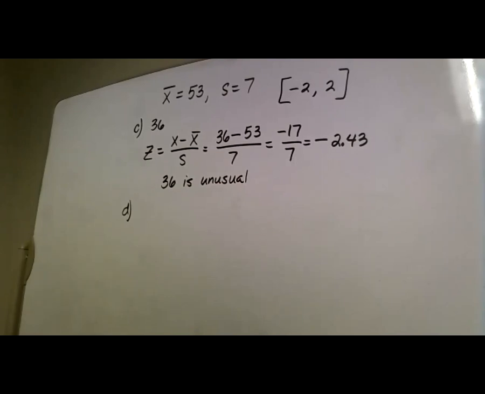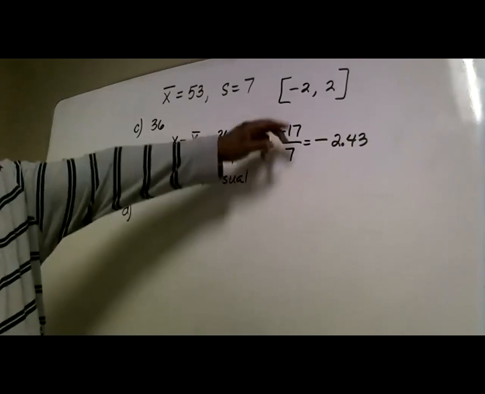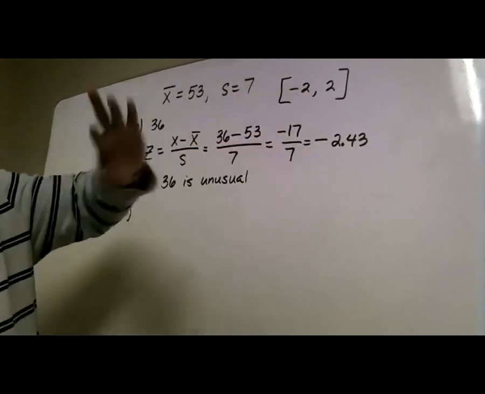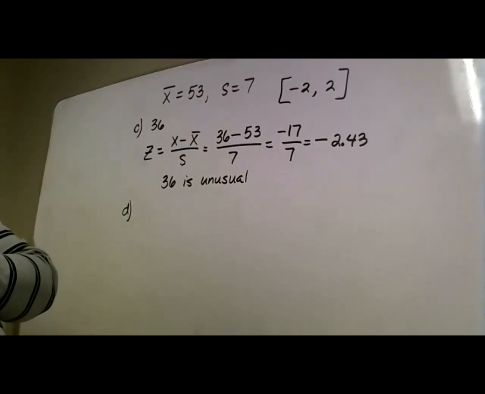Okay. Questions on part C? Is it valid also to just do the min and max and see if it falls within or outside? You can, but once you do this, we know negative 2 to 2 is the range of usual Z values. Any other questions?